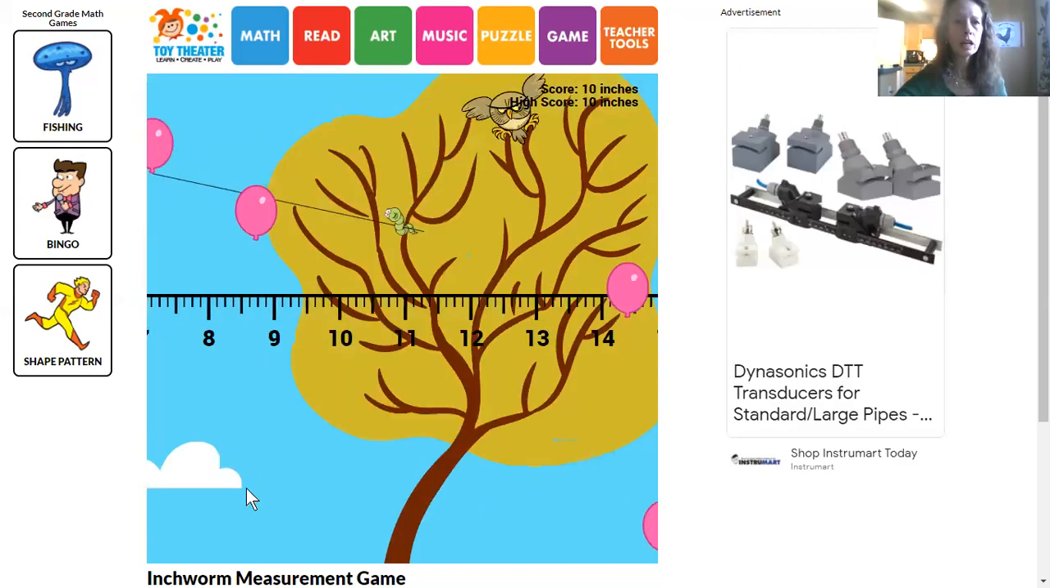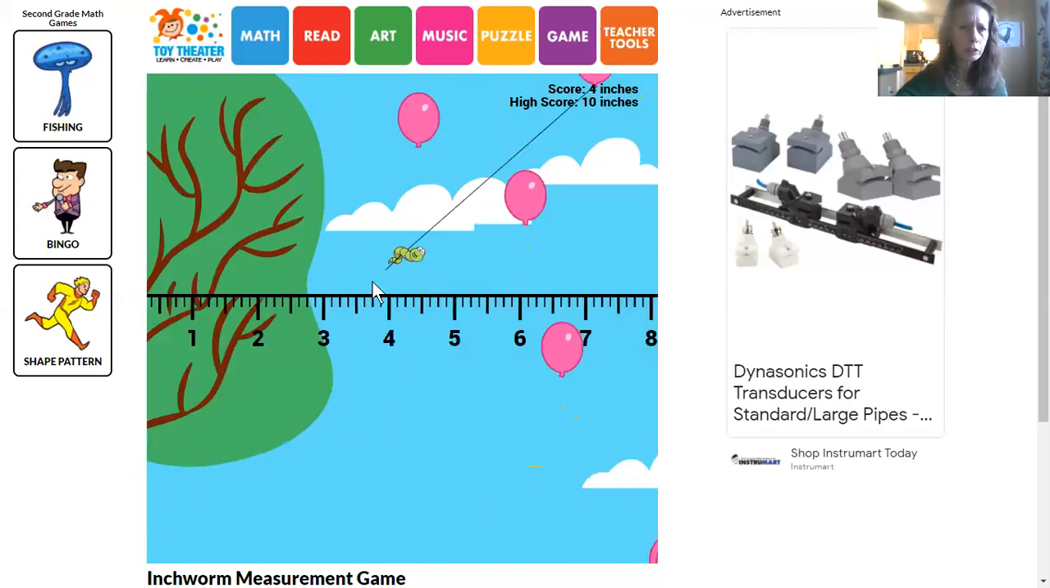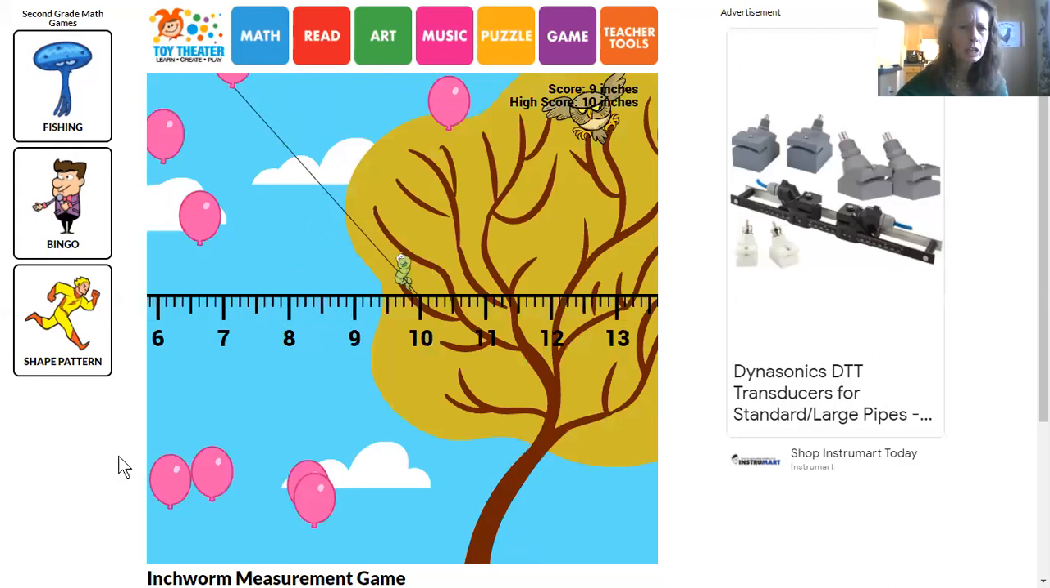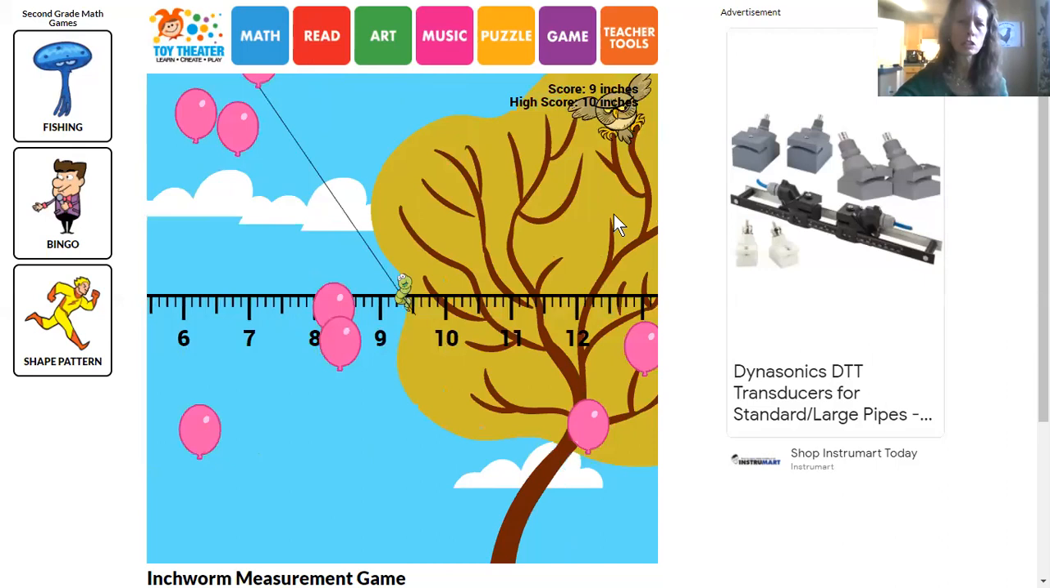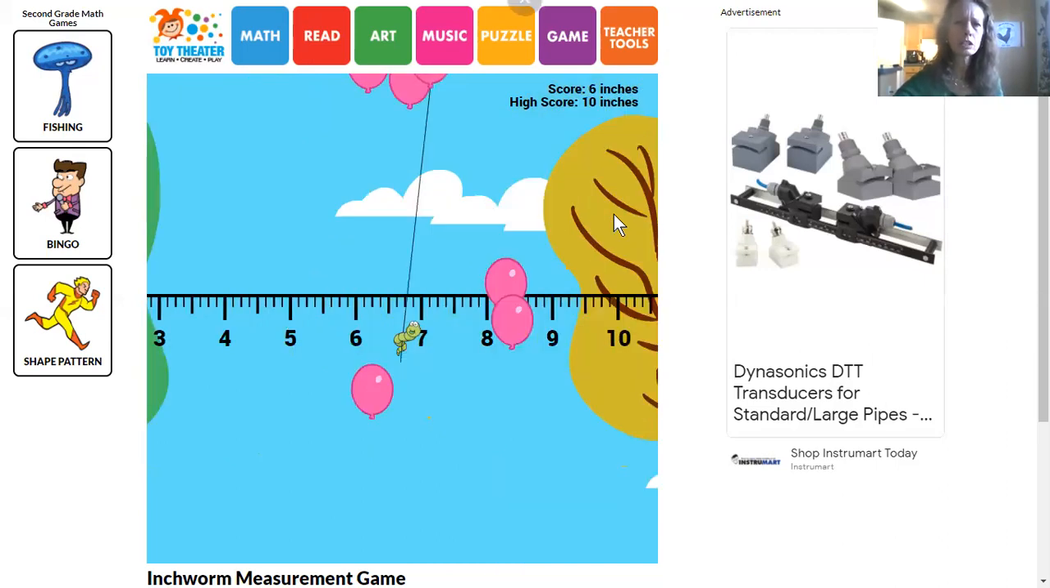Oh, that was good. 11 inches. What do we got over here? Looks like 3 to 11. 3 to 11. And then we're starting to slow down. Let's write down 3 inches to 11 inches on that one.